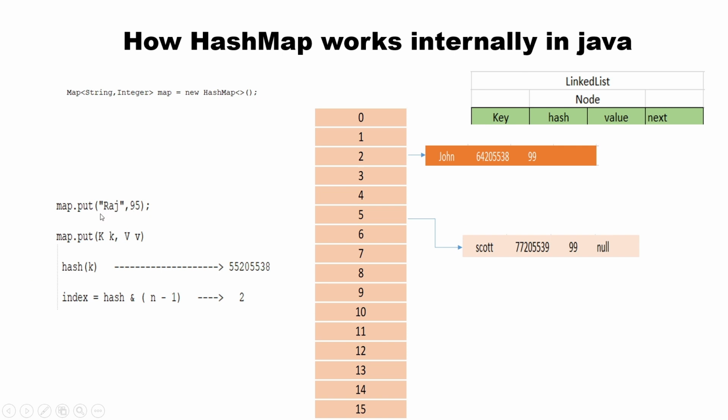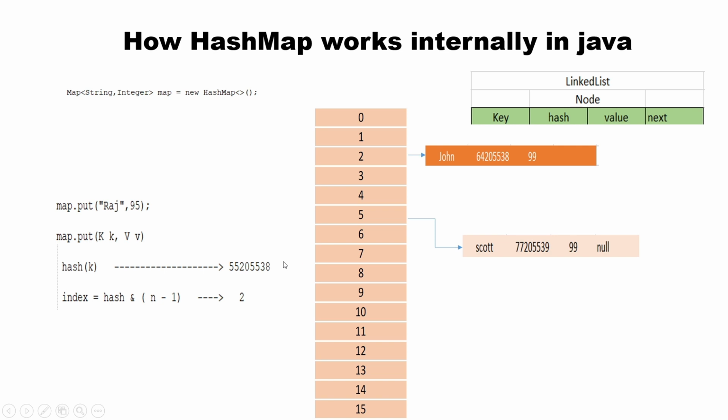This time we are passing the key as Raj and the value is 95. The put method calls the hash function, which generates the hash value 55205538. For this hash value we again compute the modulus operation and we got the index as 2. But in the second index of the bucket we already have one node. This kind of situation we call a hashing collision. We cannot directly go ahead and replace the object.